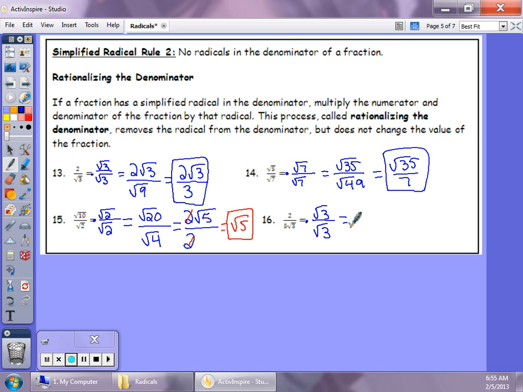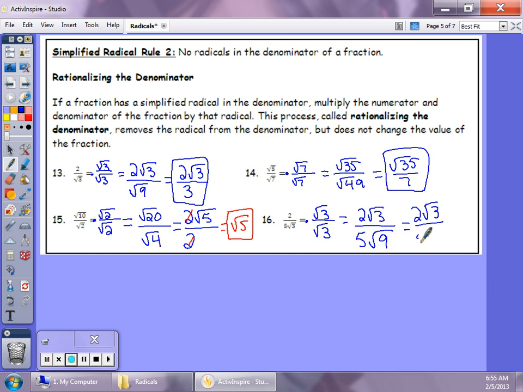So 2 times root 3 is 2 root 3. We have the 5 underneath the radical, but we're going to take root 3 times root 3, which is root 9. And we're going to keep continuing and simplify. So 2 root 3 is simplified. I want you to watch what happens here.